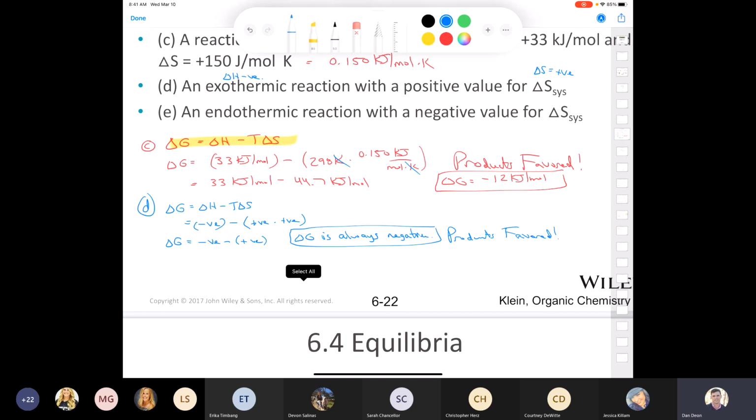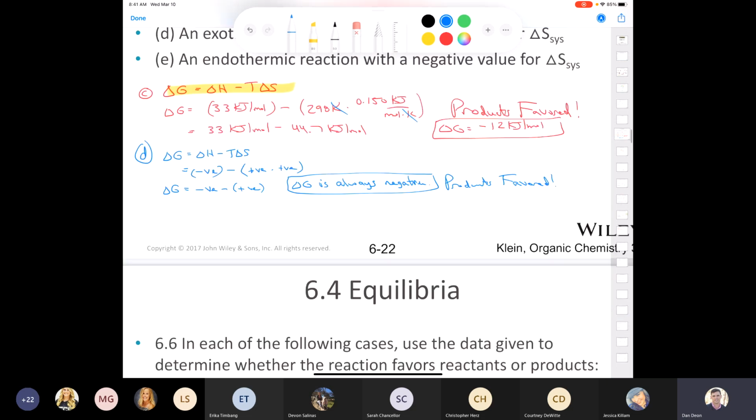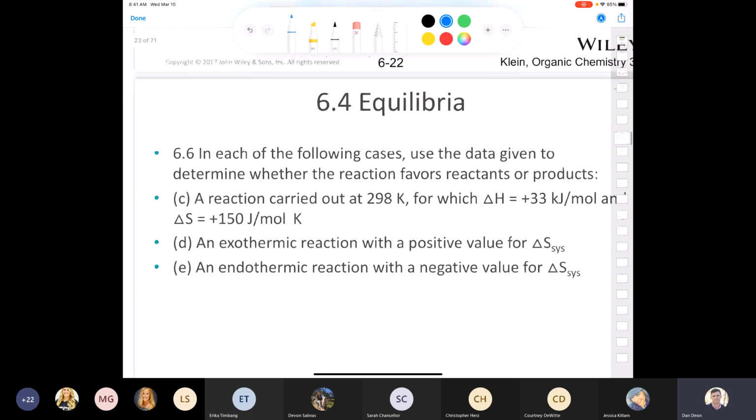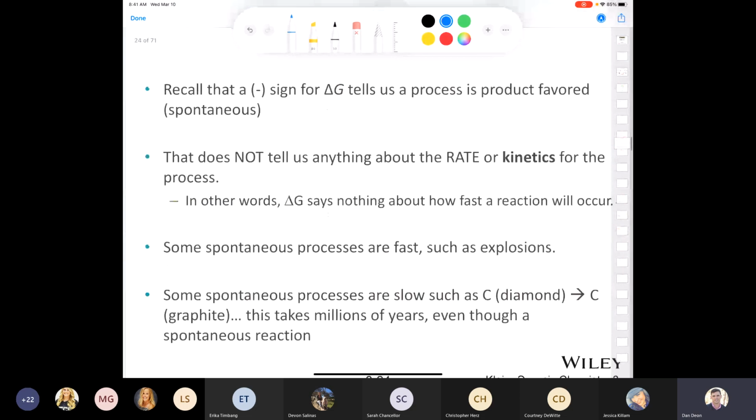All right. In the interest of time, I'm going to skip E. Make sure you take a look at it, and we're going to move on to section 6.5, which deals with kinetics.